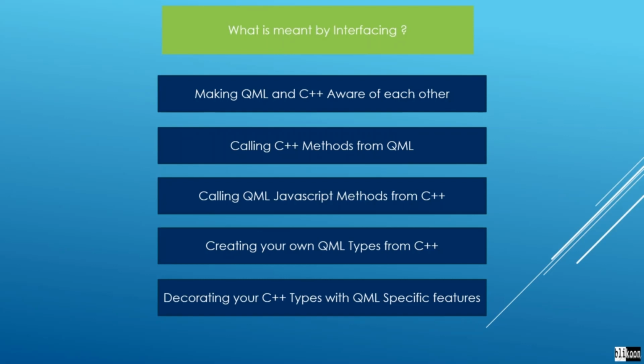You may also need to create your own completely custom C++ types and expose them for use in Qt Quick. We're going to see how you do that. You may also need to design for some QML-specific features for your own C++ types. Let's say you want to use your type like you use an animation in QML, let's say number animation on some property. If you want to use that syntax for your own C++ types, it is possible, and we're going to see how you do that in the course.